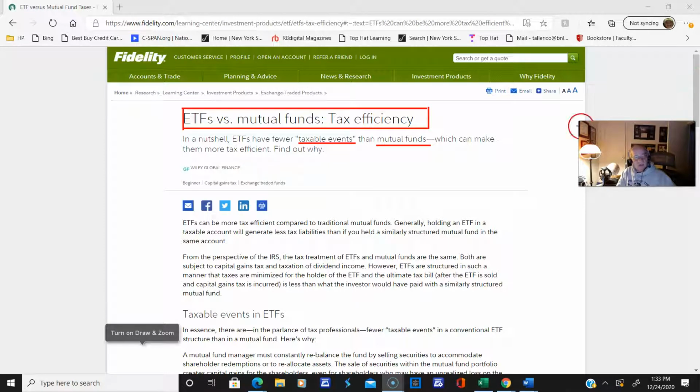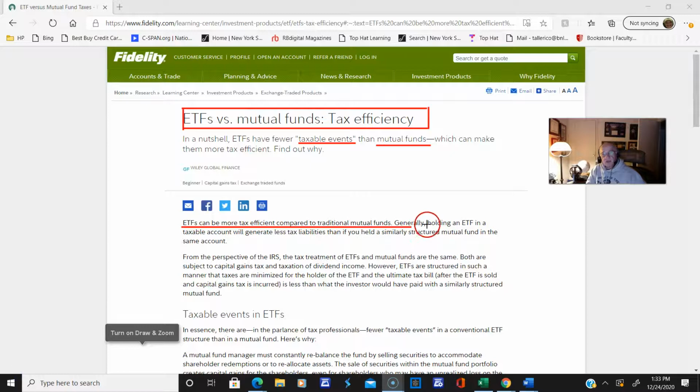And this way we can learn a little bit about that, right? You want to know about that. So ETFs can be more tax efficient compared to traditional mutual funds. Generally, holding an ETF in a taxable account will generate less, and this is very important, less tax liabilities than if you held a similarly structured mutual fund in the same account. Okay?